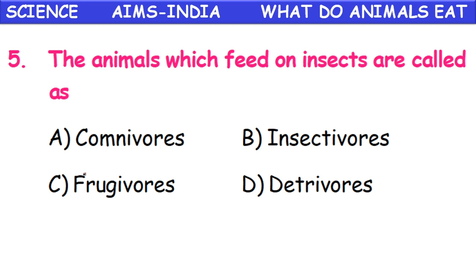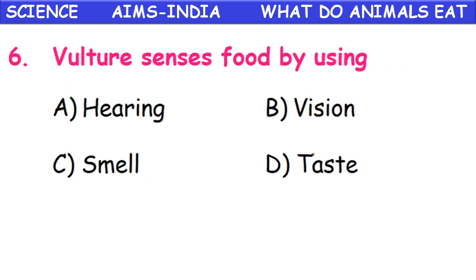The animals which feed on insects are called insectivores. Insectivores are insect eaters. Frogs come under this category, and some fishes.